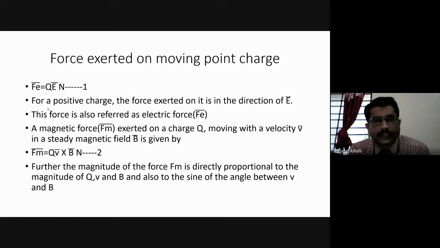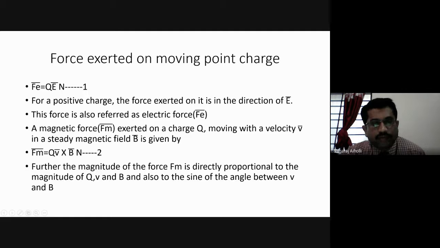Now let us come to electromagnetics. A magnetic force Fm bar exerted on a charge Q, which is moving with velocity V bar under the influence of a steady magnetic field B bar, is given by the equation Fm bar is equal to Q V bar cross B bar, in newtons. This is the equation for the magnetic force in electromagnetics. Take it as equation 2.